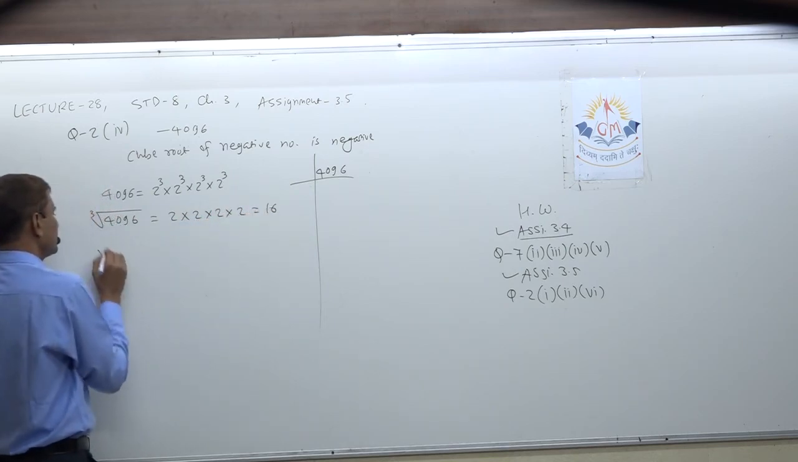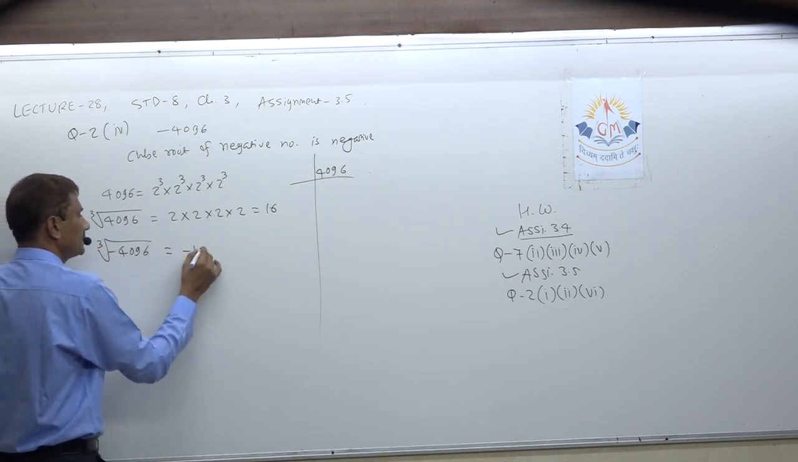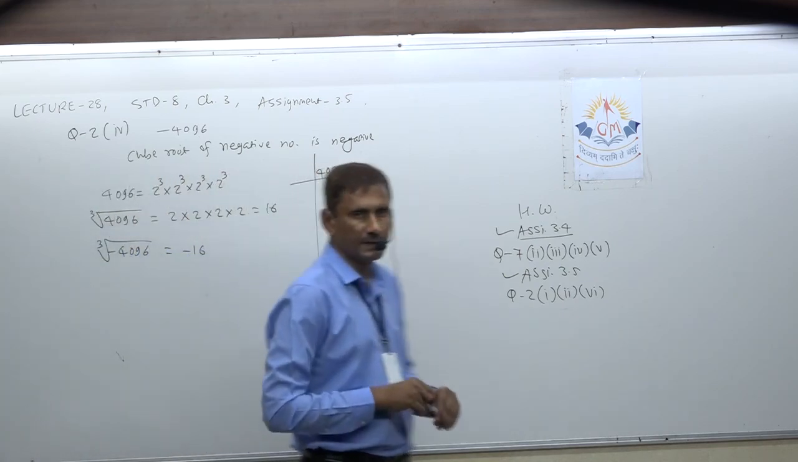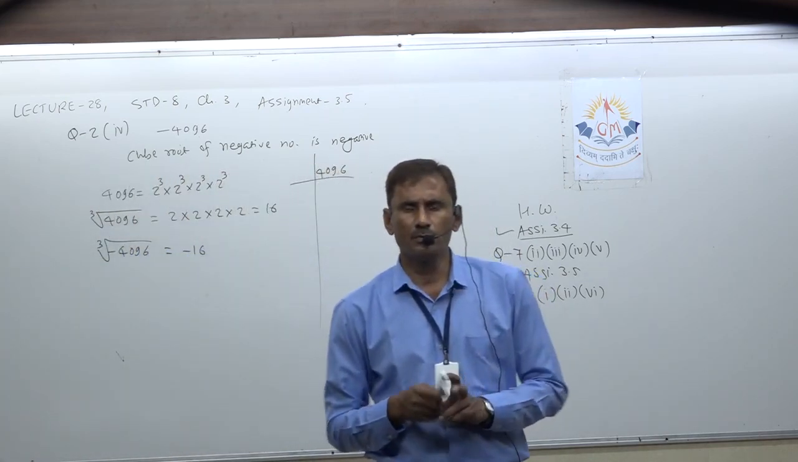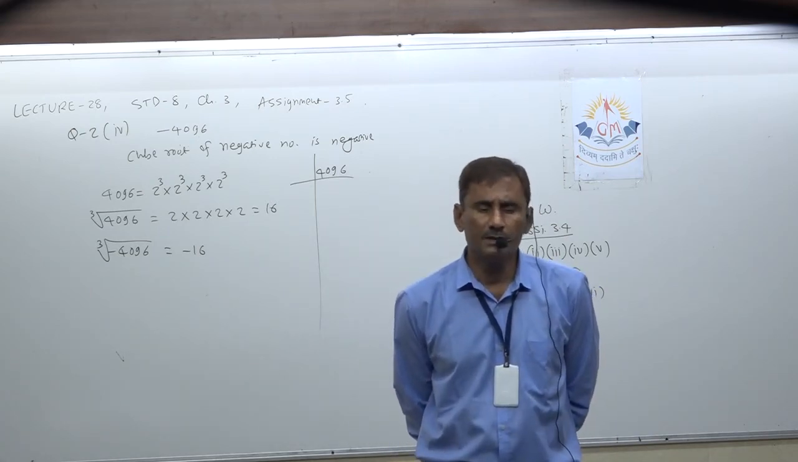So now you can say the cube root of minus 4096 will be minus 16. At last only give the answer. So the sign is neglected and the cube root of only that number is found and at last you involve that negative sign.